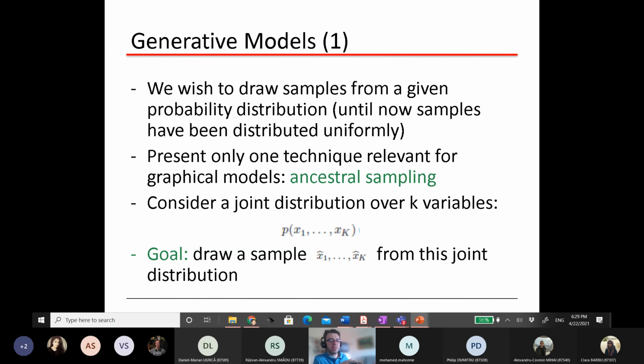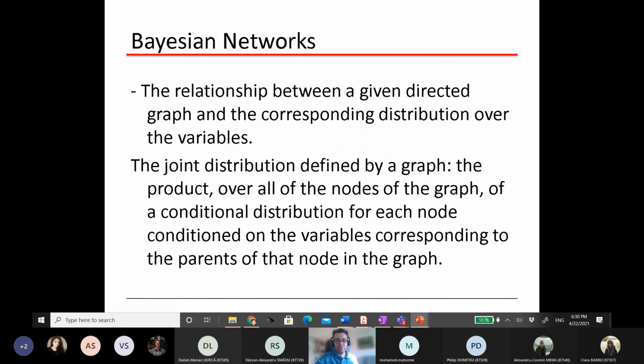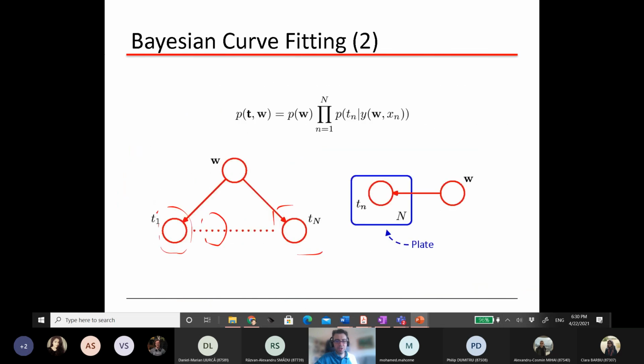If we want to draw samples from a probability distribution depicted as a Bayesian network, until now the samples have been distributed uniformly, but let's assume they are not uniformly distributed, so they are not independent. Let's consider we want to sample from a more complex joint distribution, and this joint distribution can be expressed as a DAG, as a Bayesian network. How do we do this? We start again using these labeled variables. The labels over here are actually given by the topological sorting order: 1, 2, 3, 4, 5.